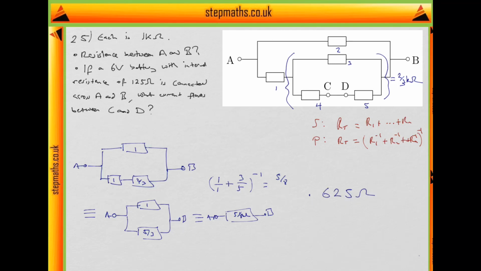Okay, so in the second part of the question, we're told that a battery of 6 volts with internal resistance 125 ohms is connected across A and B. And we're asked what current flows between these terminals C and D. Okay, so let's draw this on. What that means is we have a battery up here with an internal resistance of 125 ohms, and this is 6 volts across the terminals of A and B.